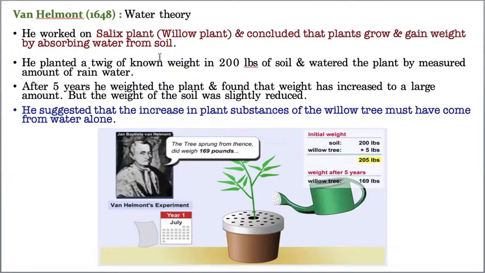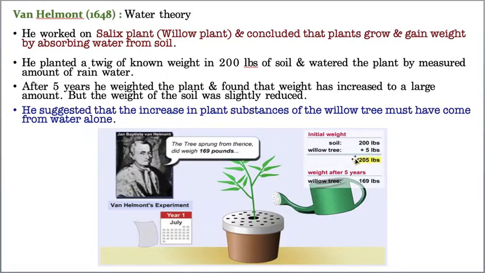That means, I'll demonstrate this experiment, then you will understand. Very simple experiment. He took a Salix plant, Salix also being the willow plant. Write whichever word you're comfortable with. I am comfortable with Salix, so let us take this Salix plant. Initially it is 5 lbs in weight, whereas he has taken soil of 200 lbs. So plant weight, how much? 5 lbs, whereas soil, 200 lbs.